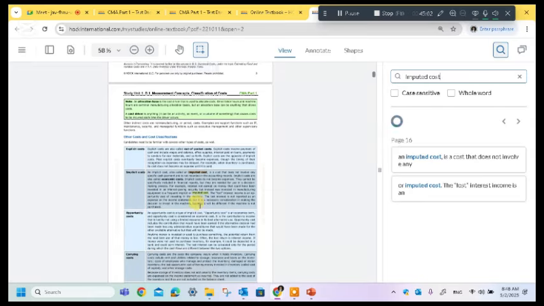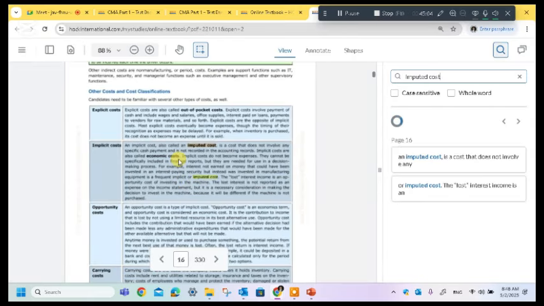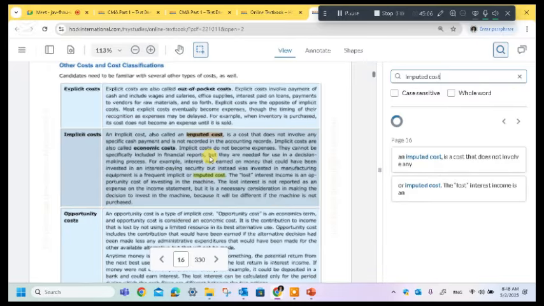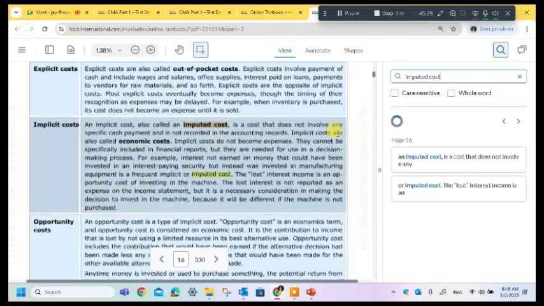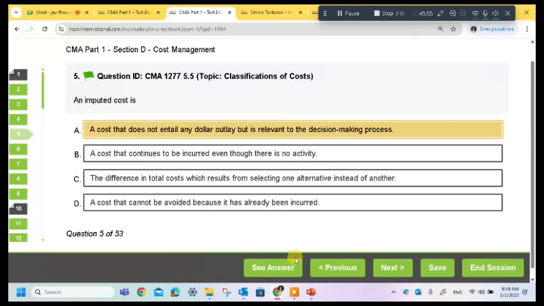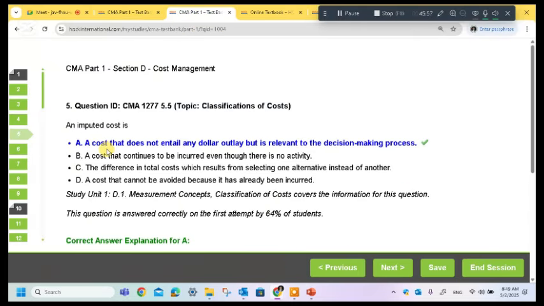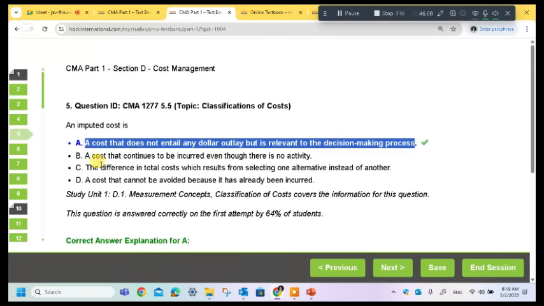Implicit cost. Implicit cost is also called an imputed cost. Implicit costs are also known as economic cost. Look at these other terms. Imputed cost, economic cost, implicit cost all mean the same. But now come back here. A cost that does not entail any dollar outlay. There is no cash payment, but it is still relevant for decision making. That is implicit cost.